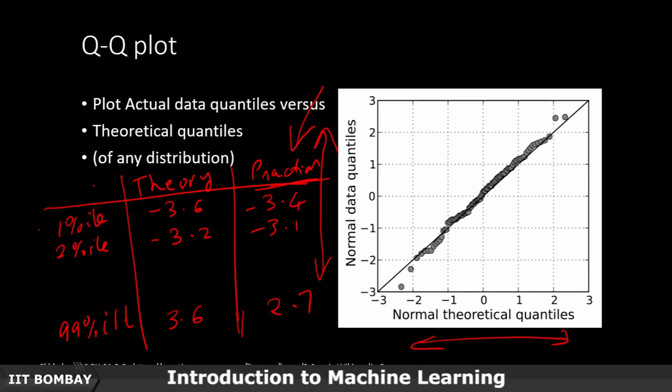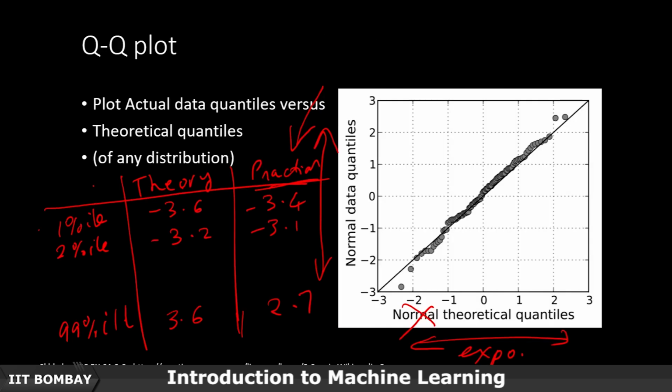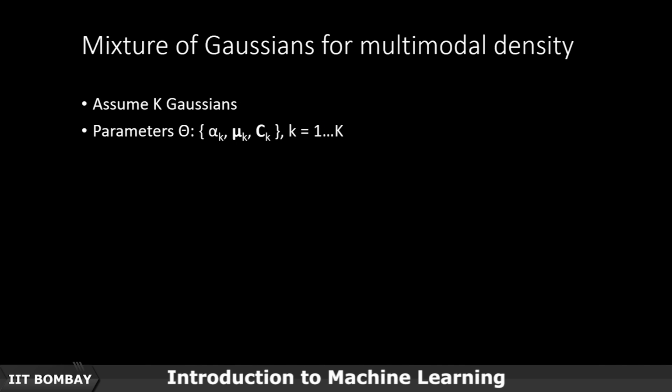a Gaussian distribution. And this need not be just a Gaussian distribution, we can replace this with an exponential distribution, we can replace this with the Weibull distribution, etc. Okay. So that is another way of visualizing the difference between two different distributions, and the more rigorous way is to actually look at the likelihood of the data sample.